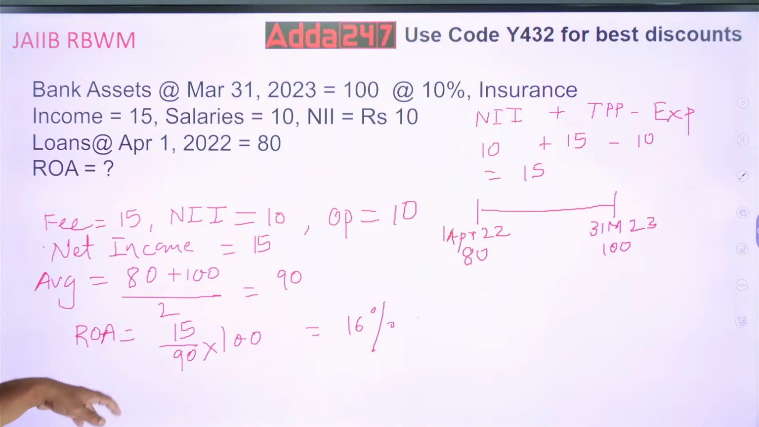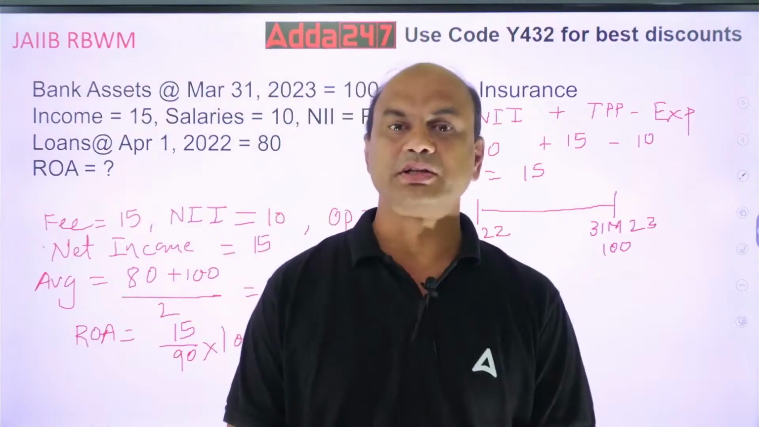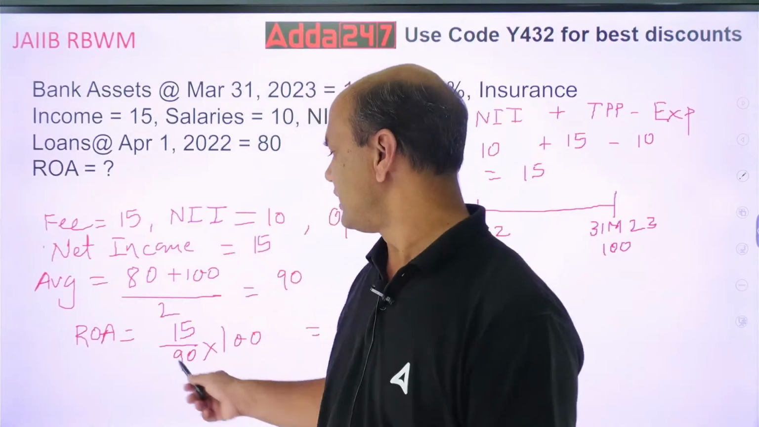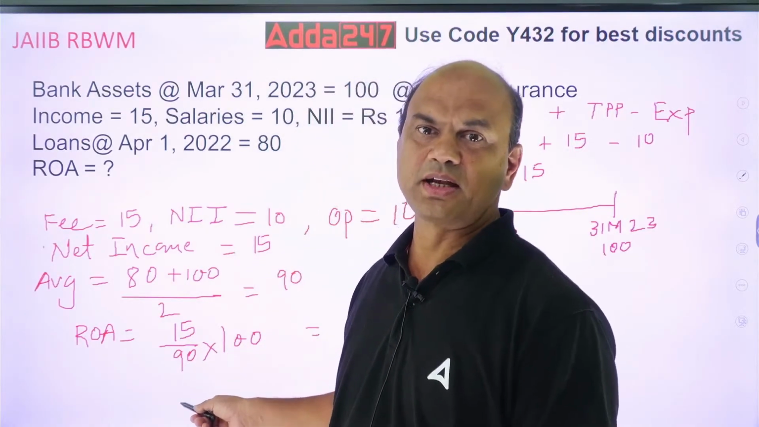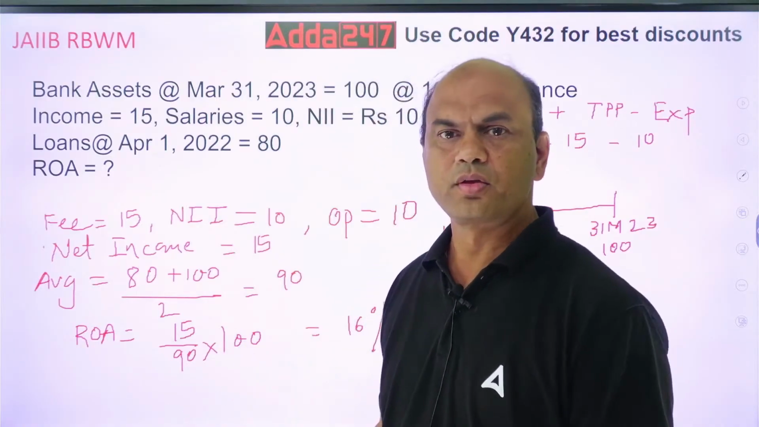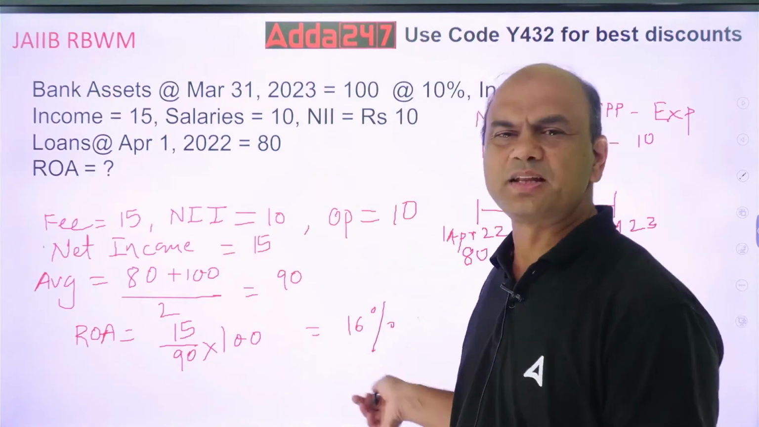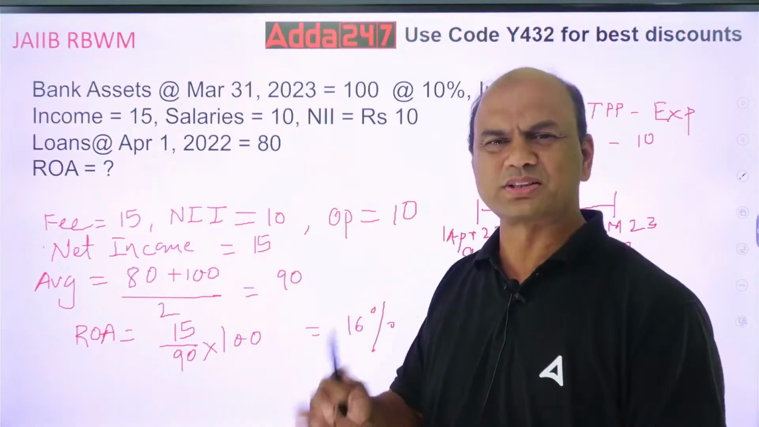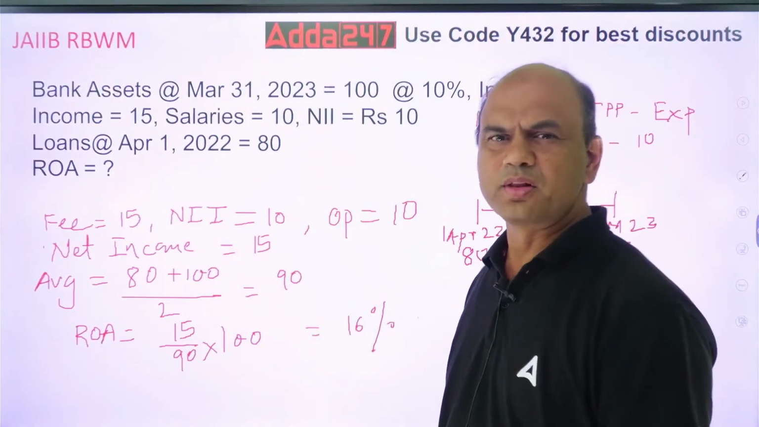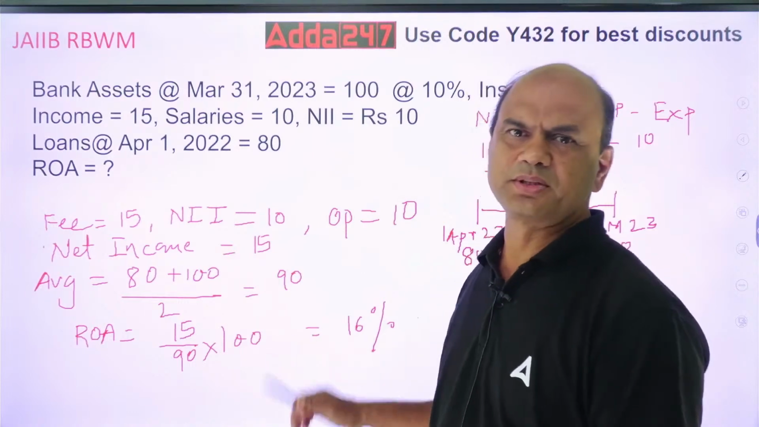Now what is ROA then? ROA equals my net income 15 rupees divided by my average assets 90. So 15 upon 90 into 100. So you get roughly 16 point some percentage. So take it round 16%. You'll get something bigger, but let's take it round 16%. So that is your answer.